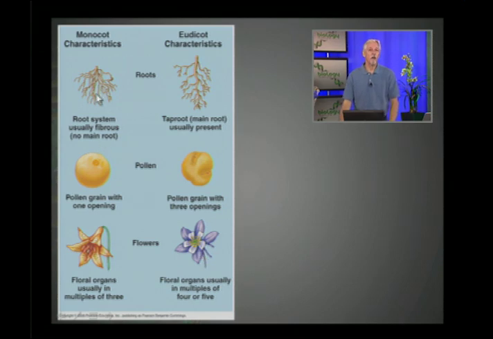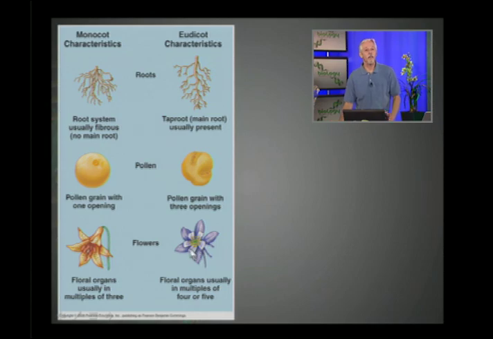Also, the root system in monocots tends to be fibrous, whereas in dicots there's generally a central taproot in addition to fibrous roots. The pollen grains will be different. Monocot pollen has a single opening, whereas the dicots generally have 3 openings. And then also when you look at flower parts, monocots tend to have flower parts such as petals or stamens and even carpels in multiples of 3. Dicots tend to have petals, sepals, stamens, and pistils or carpels in multiples of either 4 or 5.